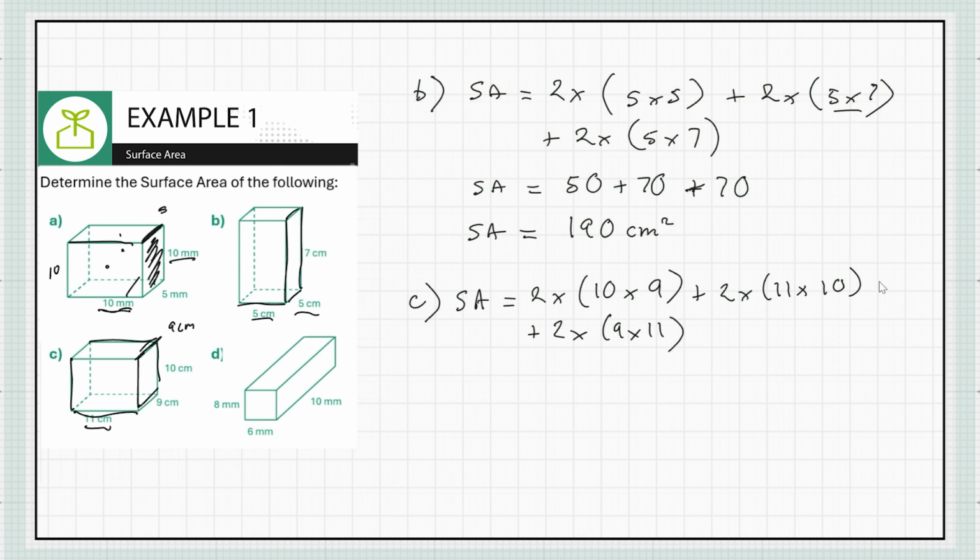You can see it's easier to differentiate the sides when all the numbers are different. It's a little bit more complicated when we're doing very similar size sides, because we can get confused. So we have 90 times 2, which is 180, and then we add on 110 times 2, which is 220, and then we add on 99 times 2, which is 198. Then the result will be 598 centimeters squared.